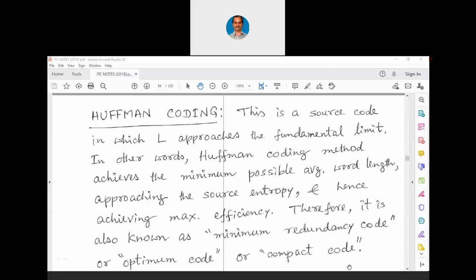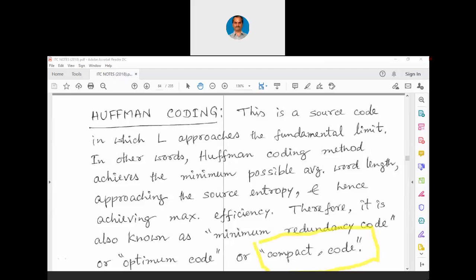Remember the five properties which we had discussed earlier. The last property of the code was optimal code. After the instantaneous property, we had discussed the optimal property where we wanted to have L minimum. Now, this Huffman coding methodology is satisfying that. That is what is also called optimum code, also called compact code. Please remember this particular word, compact code.